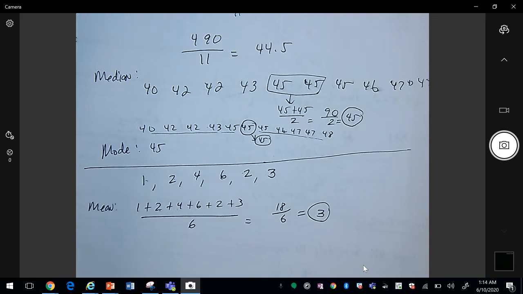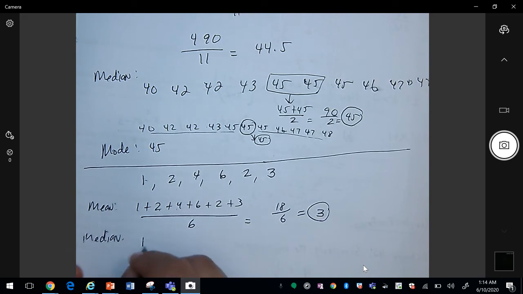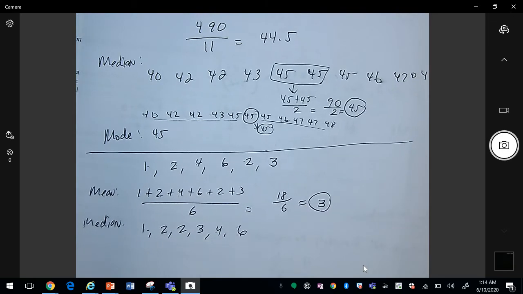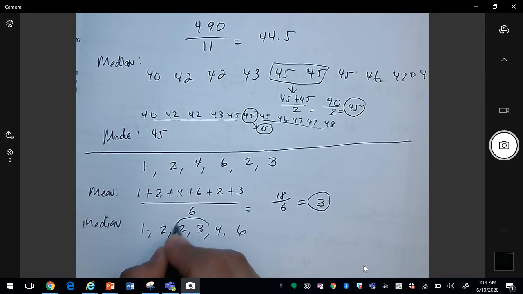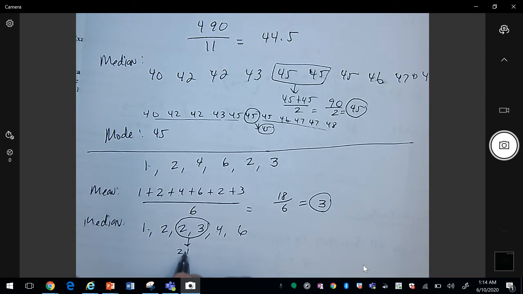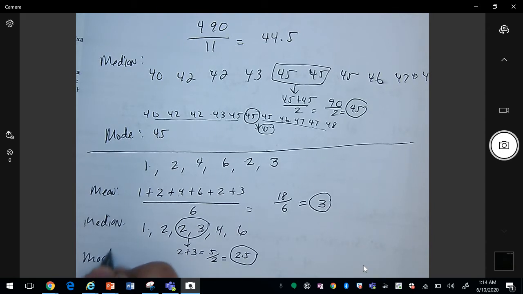So that's our mean. For our median, we have to write the numbers from smallest to greatest, and the median is going to be the number in the middle. So here I have 2, 2, so this is our number in the middle. To find the median, we add 2 plus 3, which is 5, divided by 2, which is 2.5. And then our mode would be 2.